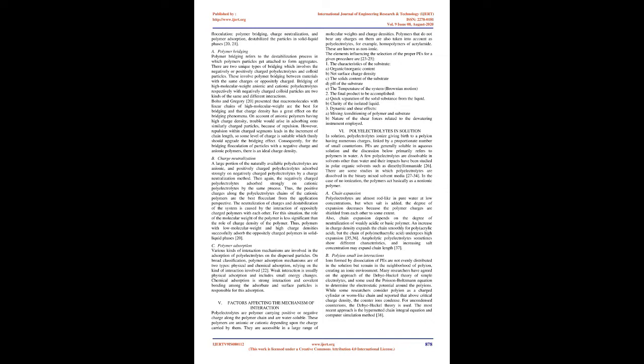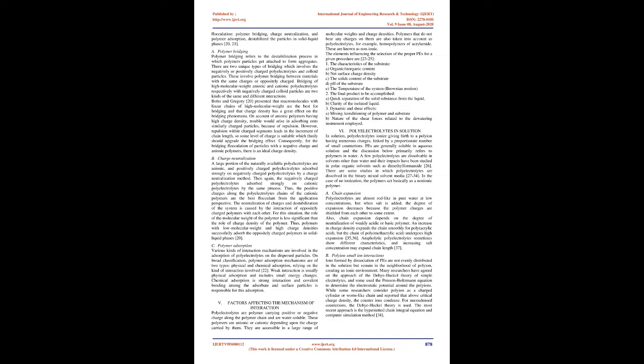Polymer bridging refers to the destabilization process in which polymer particles get attached to form aggregates. There are two unique types of bridging which involve negatively or positively charged polyelectrolytes and colloid particles. These involve polymer bridging between materials with the same charges or oppositely charged. Bridging of high molecular weight anionic and cationic polyelectrolytes respectively with negatively charged colloid particles are two kinds of the same and different interactions. Bolto and Gregory presented that macromolecules with linear chains of high molecular weight are the best for bridging and that charge density has a great effect on the bridging phenomena.